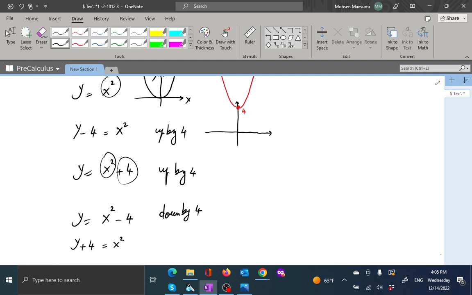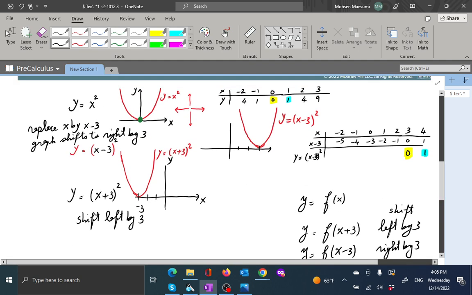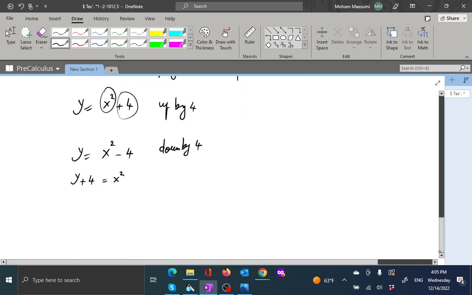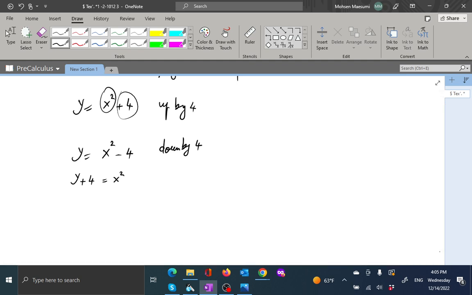Just like the x, let me remind you, when we had the x, when we added to it, we went into the negative direction. Same thing happens here. When you add to y, you go in the negative direction. Negative direction of who? Negative direction of y. You're going to go down by 4, so it's going to be the graph that you had, and you have to go down by 4 units. So that is the story of shifting to left or right, up or down.